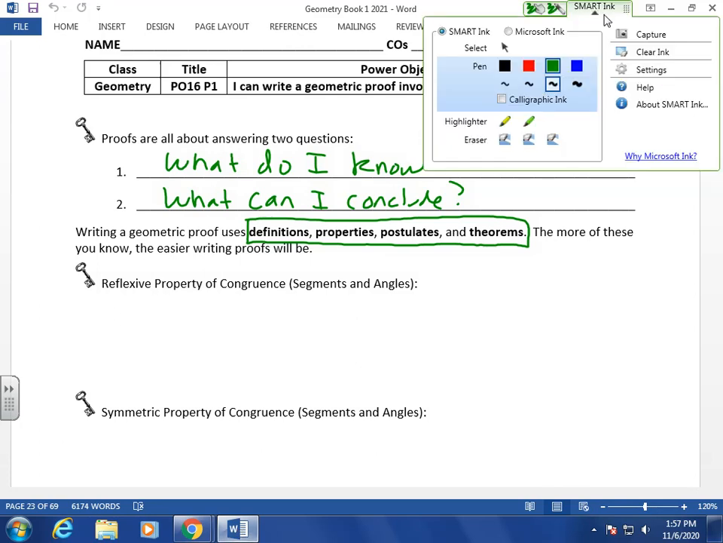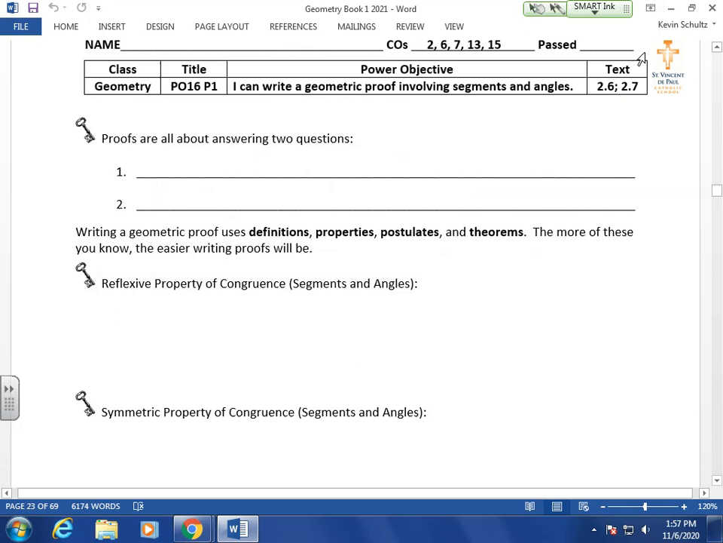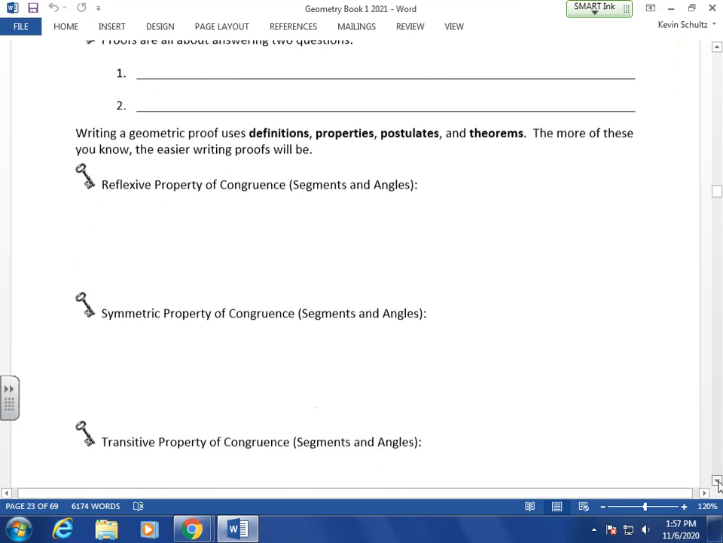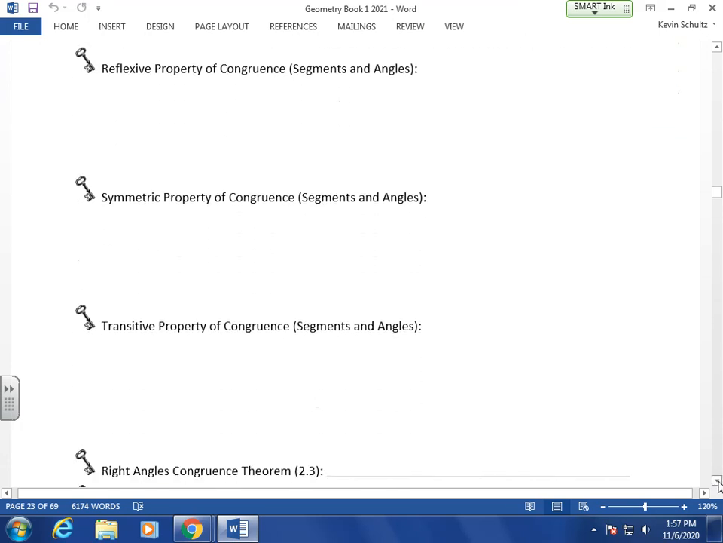So the first one we're going to talk about are a few properties, and we've got the reflexive property of congruence. And what this means is that you have something, an angle, a segment, or whatever, call it A, equal to itself. Aren't you glad you came to learn this? Earth-shattering news. A is equal to A.